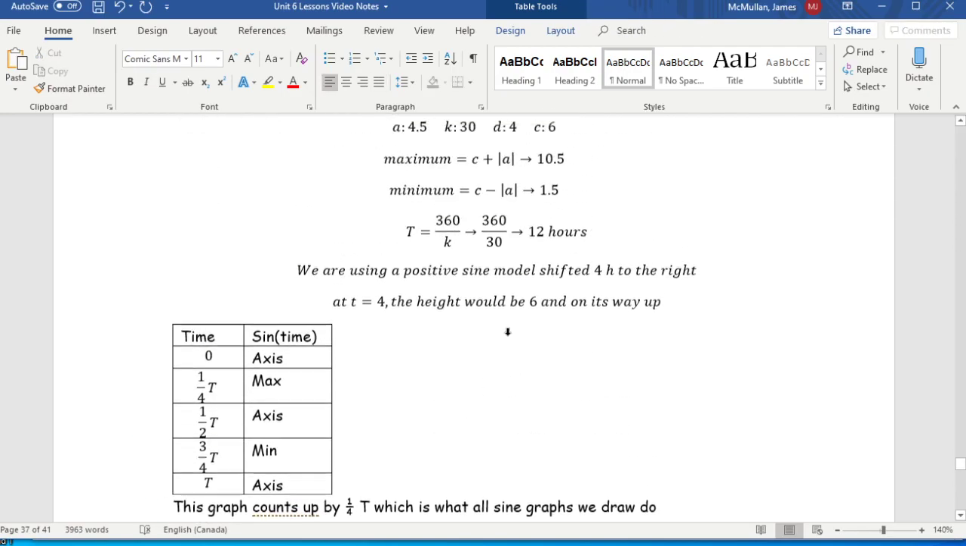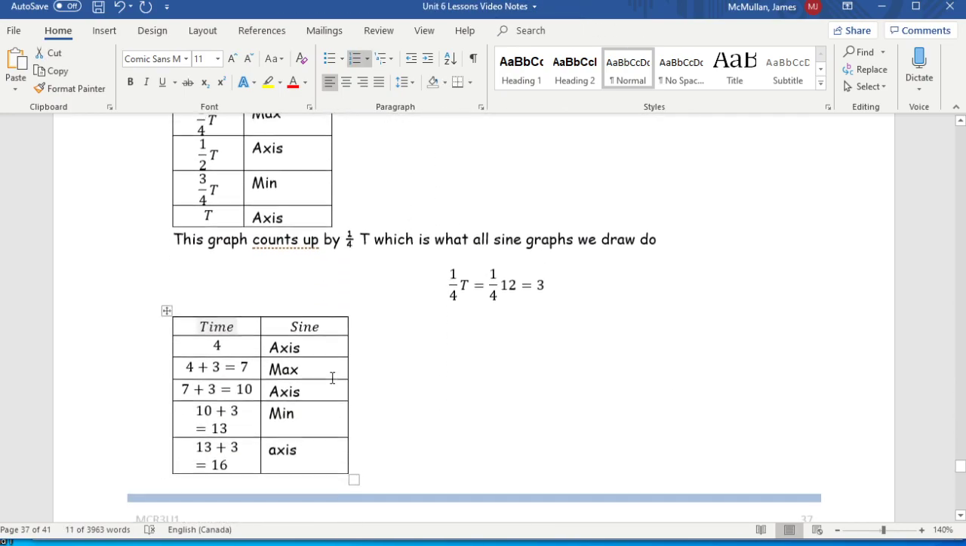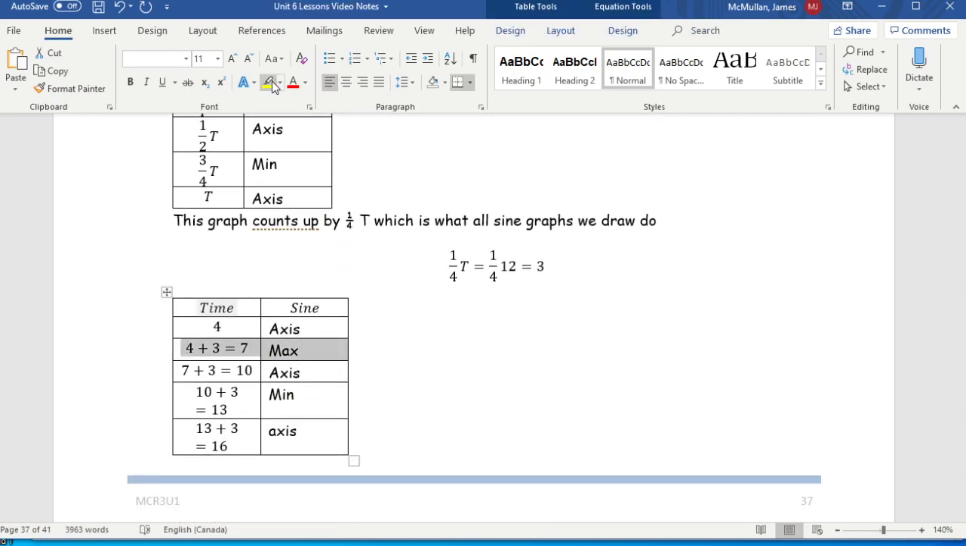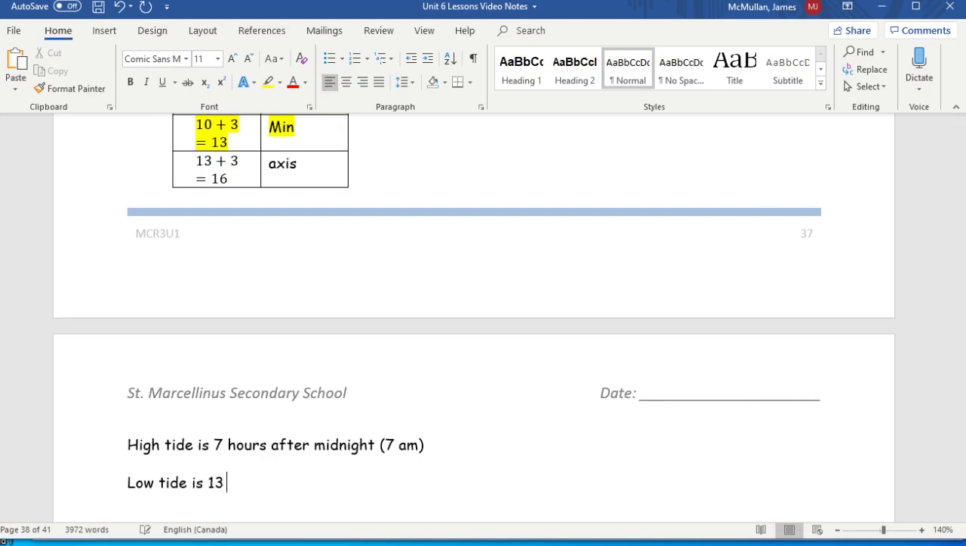Now what's the answer to the question? What time is high tide? What time is low tide? Well, high tide is at 7. Low tide is at 13. Now what is 13? It's 13 hours after midnight, right? So let's write it down. High tide is 7 hours after midnight, so 7 a.m. Low tide is 13 hours after midnight, otherwise known as 1 p.m., right? You could just say 13 hours after midnight would be fine.